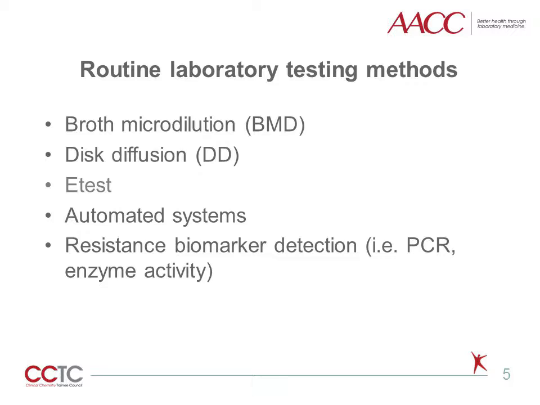There are various methods to test antimicrobial susceptibility. These include phenotypic tests like broth microdilution, diffusion, and Etest, as well as tests to detect the presence of resistance genes or enzymes. For this presentation, the two commonly used tests, the broth microdilution and diffusion, will be discussed in detail.